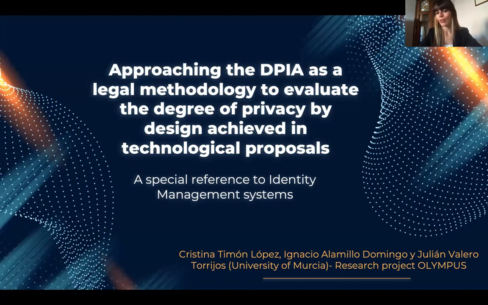I'm going to make a special reference to identity management systems for reasons of the project in which I am currently working. But I would like to note that the methodology that we are proposing could be easily adapted to any other sector with the corresponding modifications.